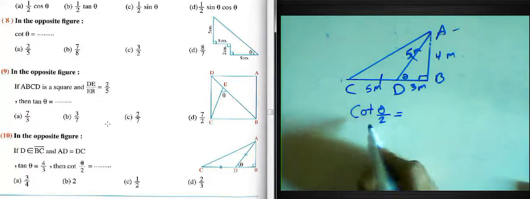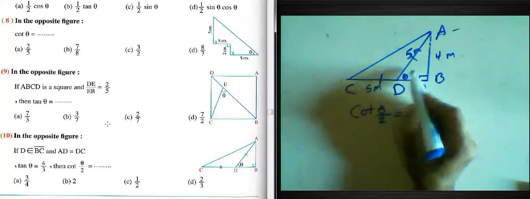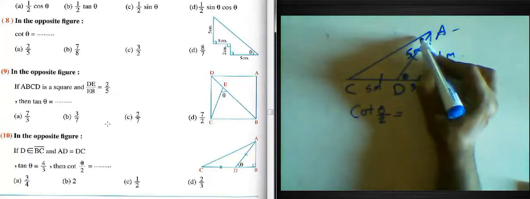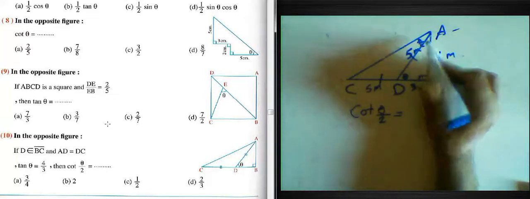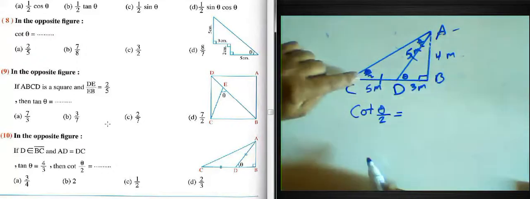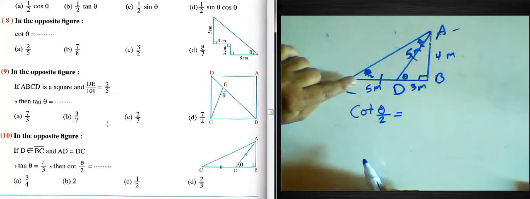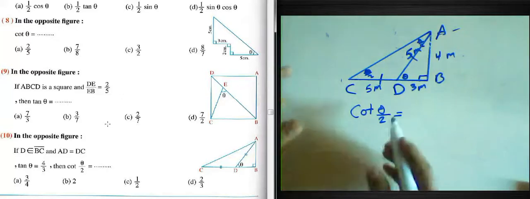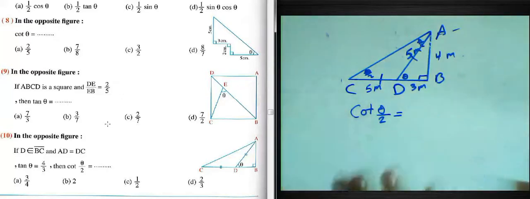Where is theta over 2? We know this angle is outside this right angle triangle, so this angle will be theta over 2 and this angle will be theta over 2. You want to find cotan of this angle. Don't find cotan theta and divide it by 2. Don't do that. Okay, it's wrong. It's a big mistake. Don't do that.